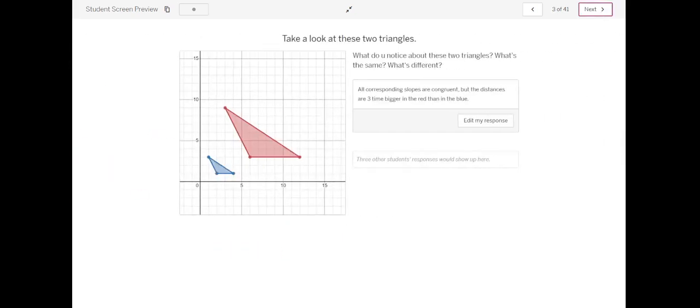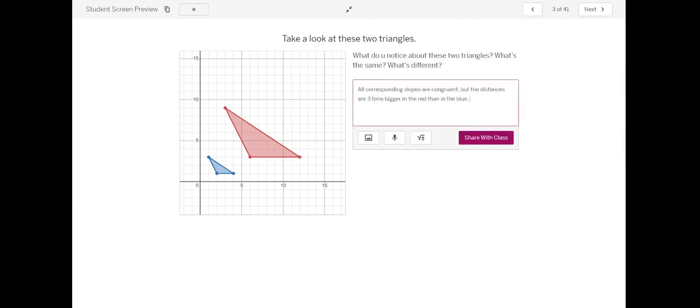On to the lesson. Something that I noticed was that all corresponding slopes are congruent. So let's show you how I got to that fact.